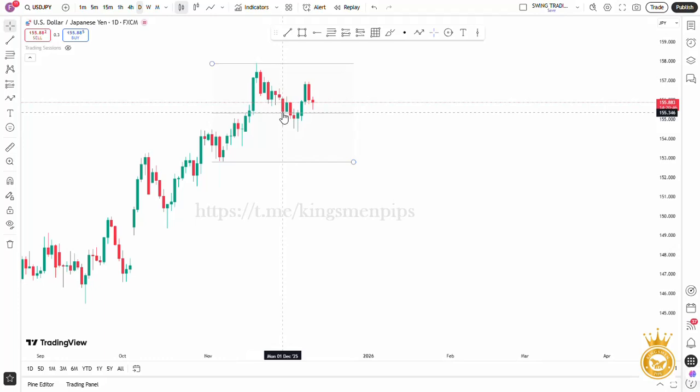So from here to here is discount. This is where you buy, and from here to here is premium, right? So you buy something at a discount price, and you sell at a premium price. It's just the same thing.